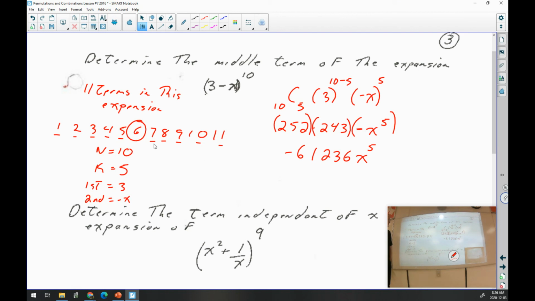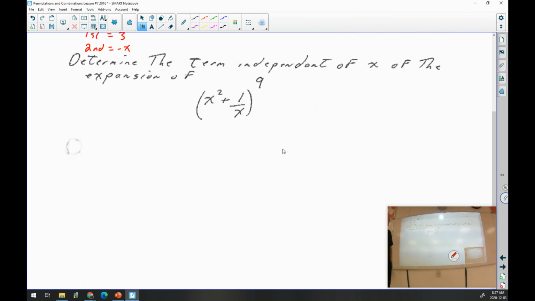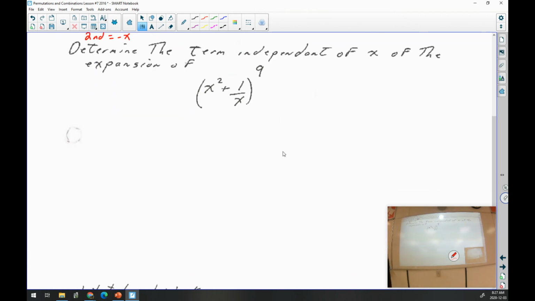So find your middle term. Anything that has an even exponent has a middle term. K will always be exactly half of that. I found it a different way here, but it is always half of that. There's your expansion.